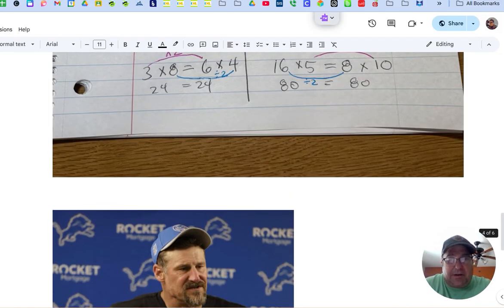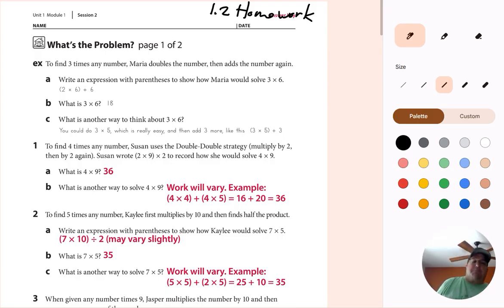Anyway, those strategies, let's get to the homework. Because we're going to be referring to those strategies quite a bit here. All right, so we already got some red. So this is an example. The example was, again, anytime I multiply a number times 3, I can double it and add it again. We talked about that in our journal.